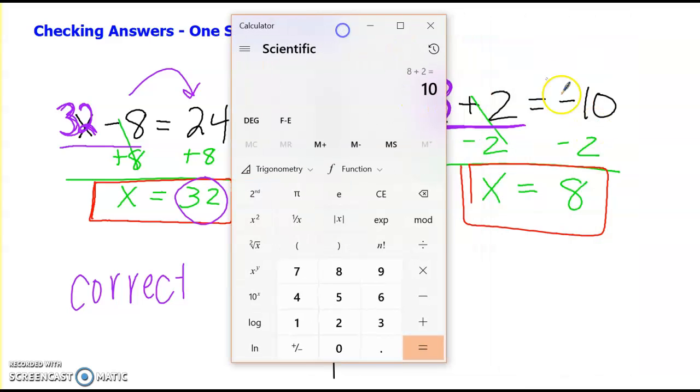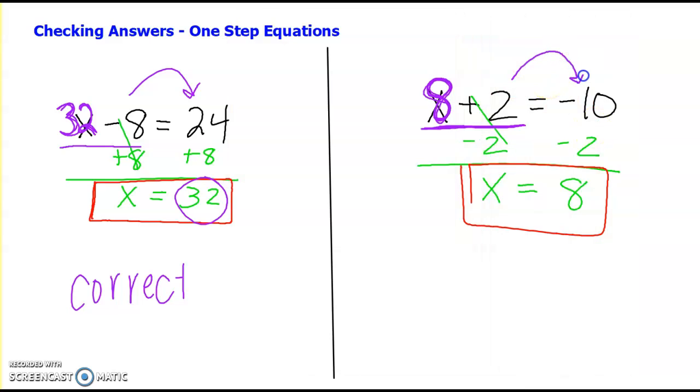Now, does that match? This side gave me 10. My answer should be negative 10. So this would be an example of when your answer doesn't match up to what it should be, which means you did the problem incorrectly. So this would be an incorrect answer.